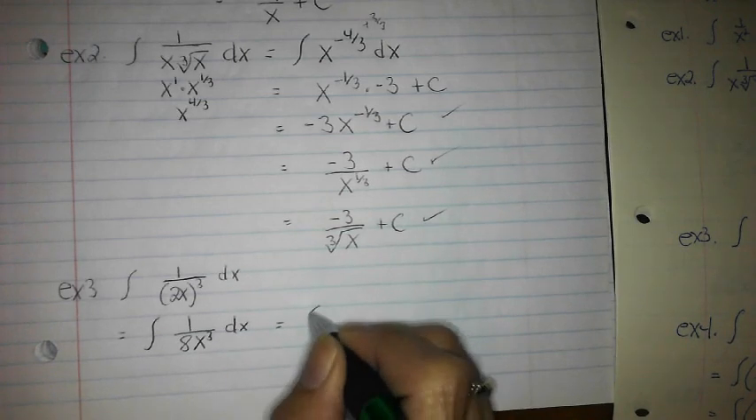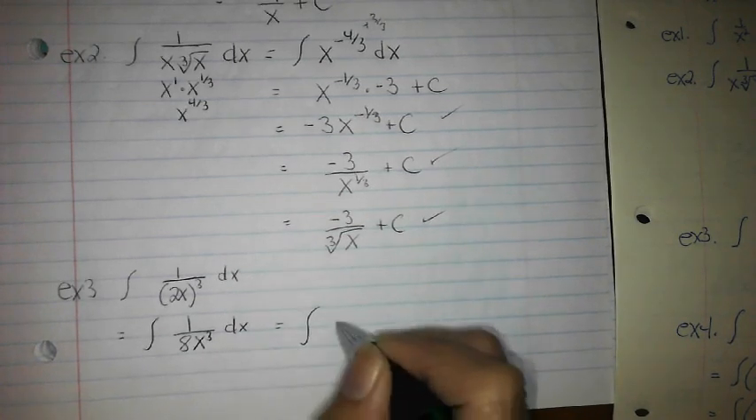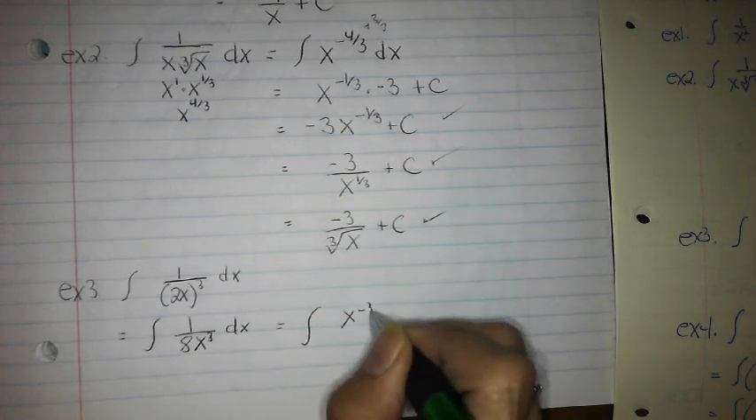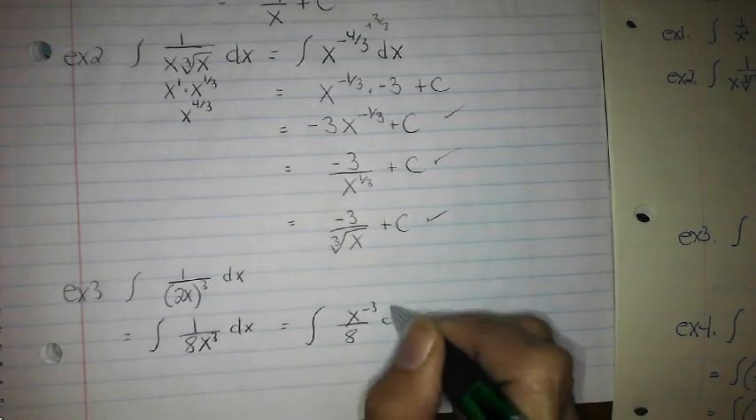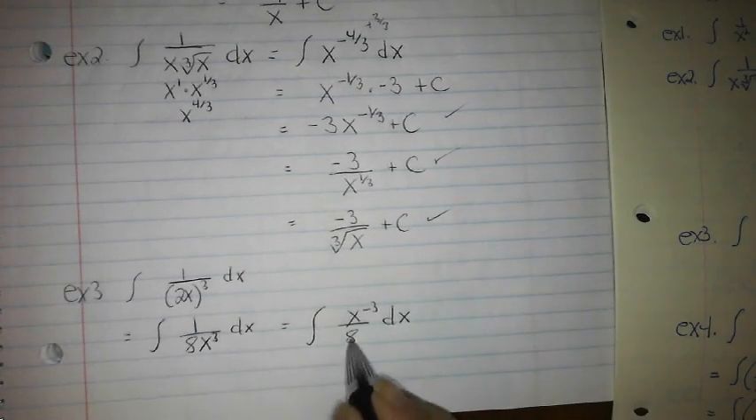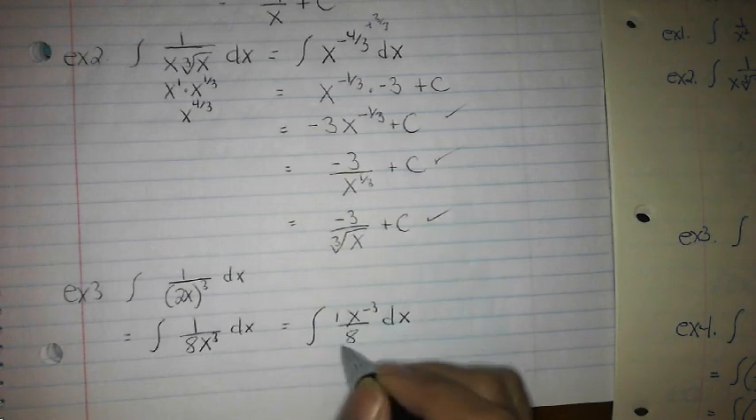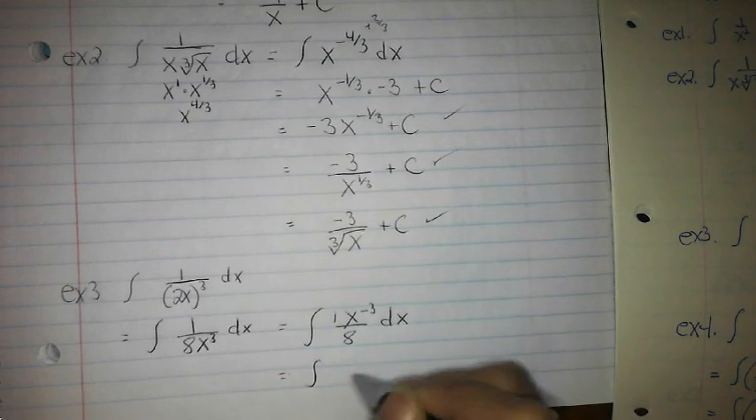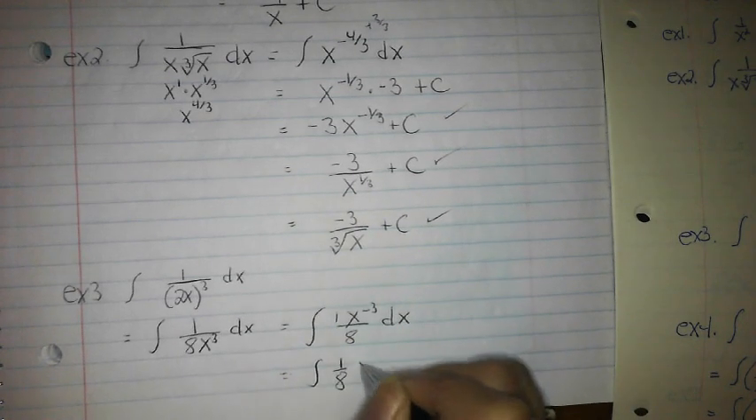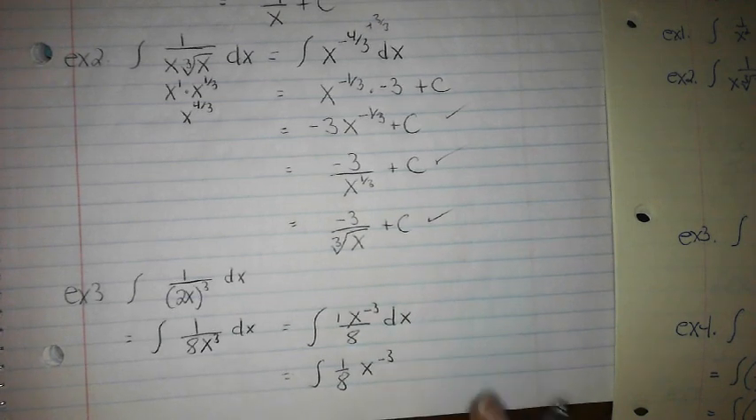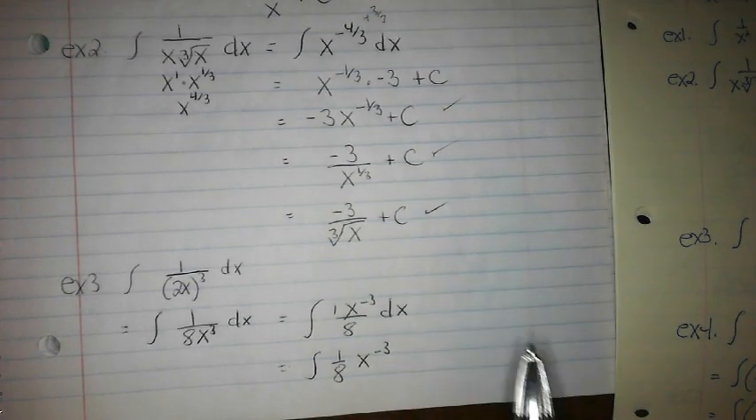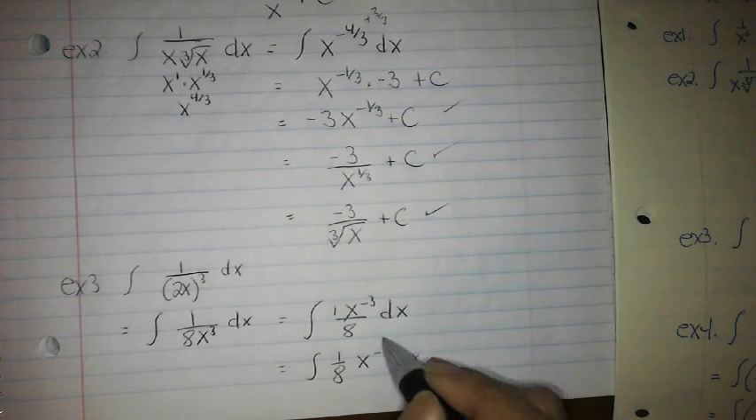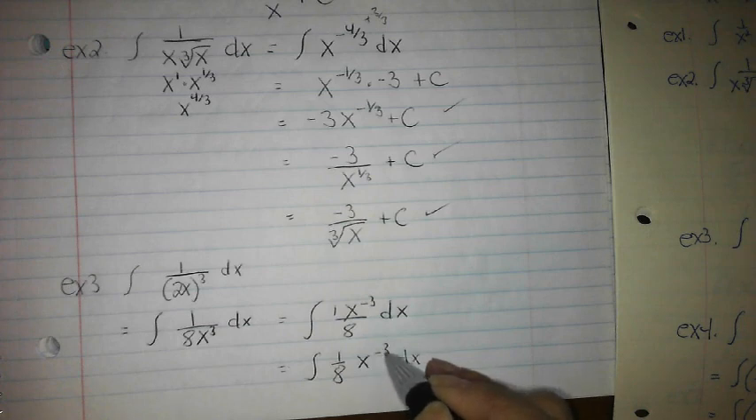So we will have x to the negative 3 over 8. Now this over 8, think of that as a multiplier 1/8. So I'm going to take a baby step here, 1/8 x to the negative 3, and we're just going to apply the rule.